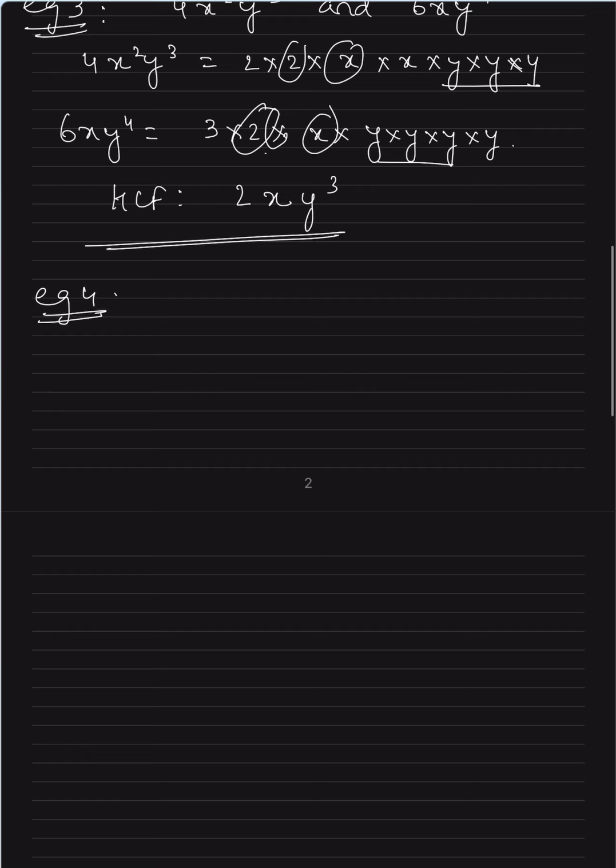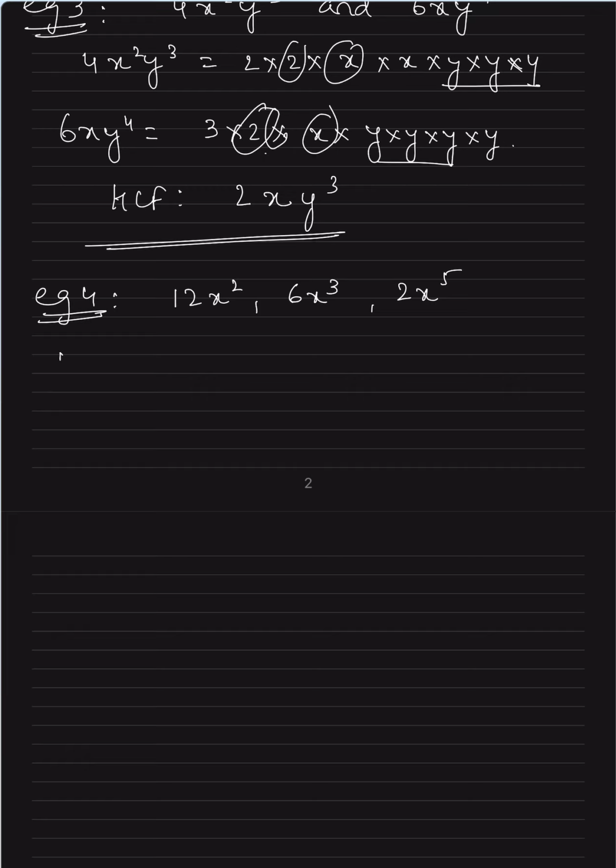Now example number 4, let me take 12x square, 6x cube and 2x raised to 5. See, 12, 6 and 2, all the three numbers are there in table of 2. Now what is the least power in x? 2. So we can say that 2x square is the highest common factor.